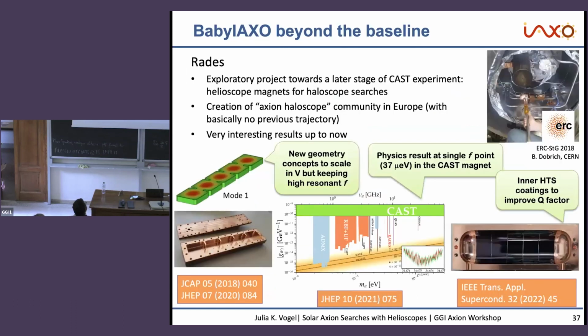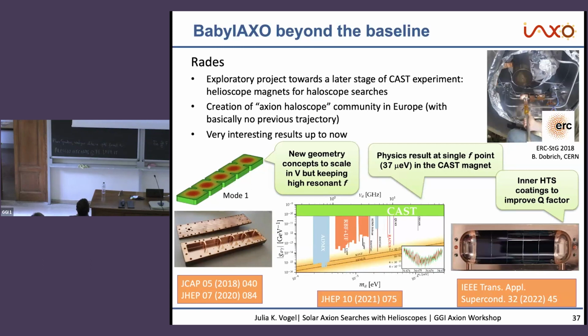RADES is an exploratory project that started towards the end of the CAST experiment in order to use the CAST magnet and put a cavity inside. That basically created the first axion helioscope community in Europe. We'll be planning on going on with that, and it led to very interesting results up to now. So you can read up the details in these papers.